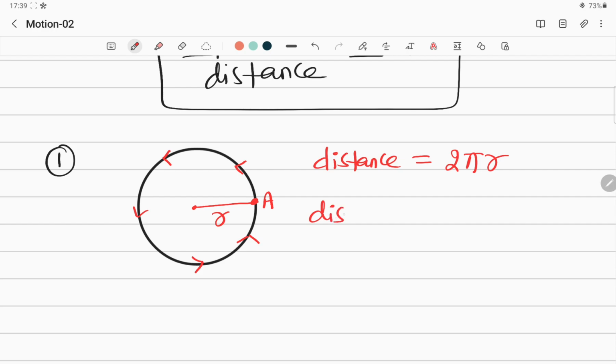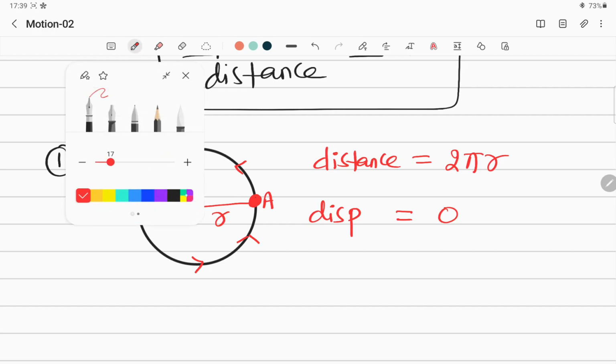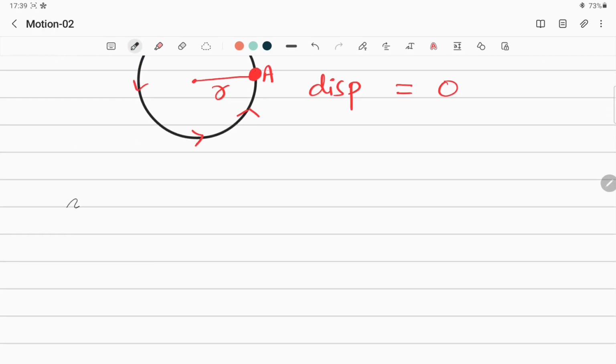Now how about displacement? For displacement you have to look at the definition. It is the shortest distance from the initial point. This is the initial point, and this is the final point. Both are the same. That's why displacement is 0. All right, so the first case is understood very easily. Let's take the second case. For example, a boy started from one point, and he went in the form of a semicircle.